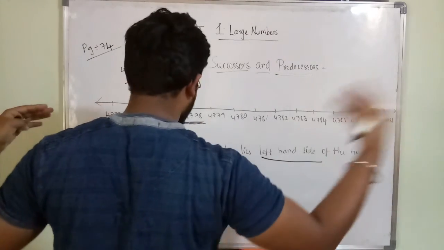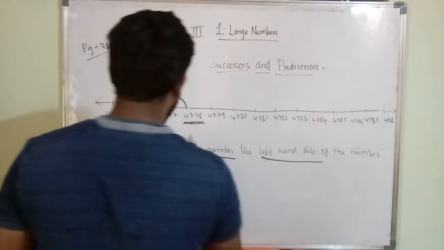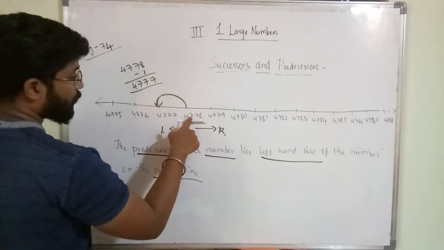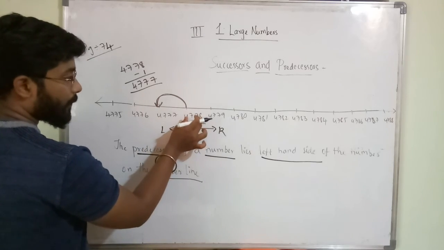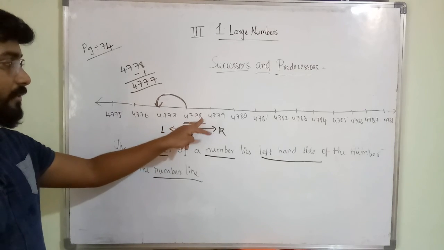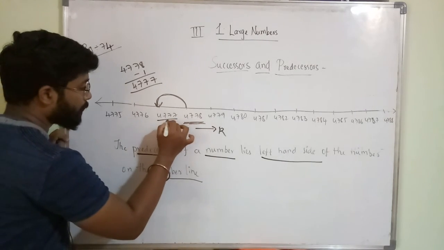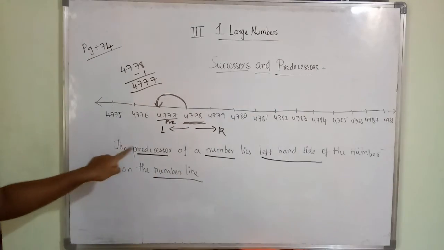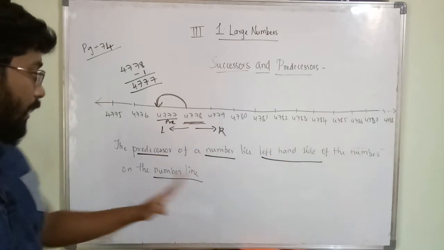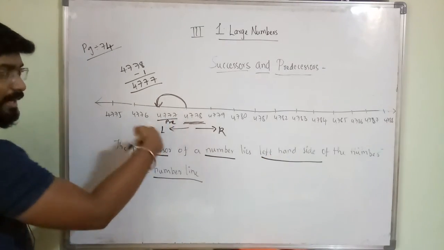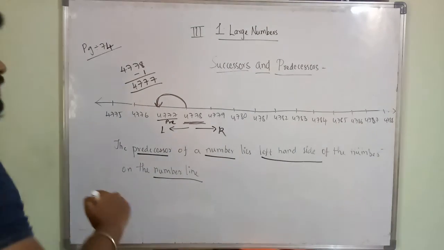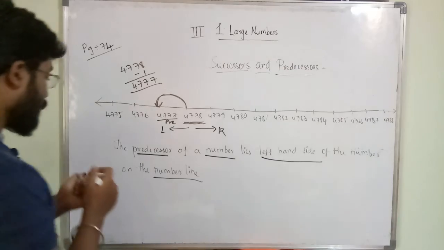Where is my left hand? This is right hand, this is left hand. So this is left hand side to the number. So this is left side, this is right side, no. For 4778, the predecessor is on the left hand side. This is the predecessor, no. So he is telling that the predecessor of a number lies left hand side of the number on the number line. For any number on this number line, the predecessor will lie left hand to it and the successor will lie right hand to it. Okay, so you have to understand that carefully.